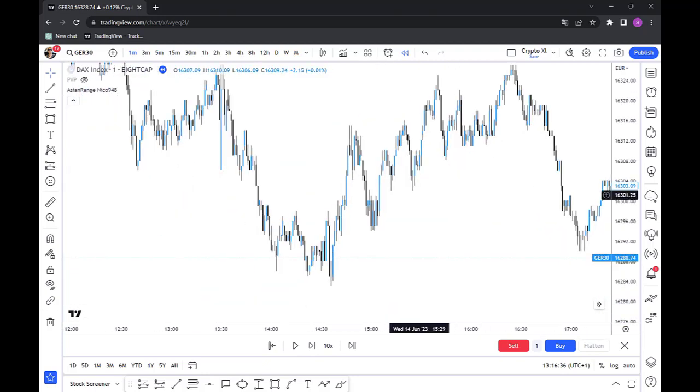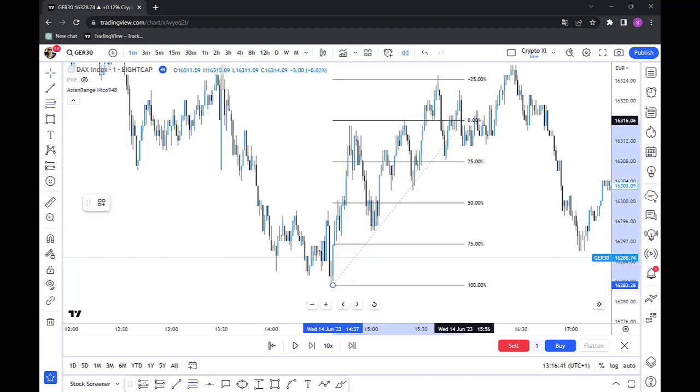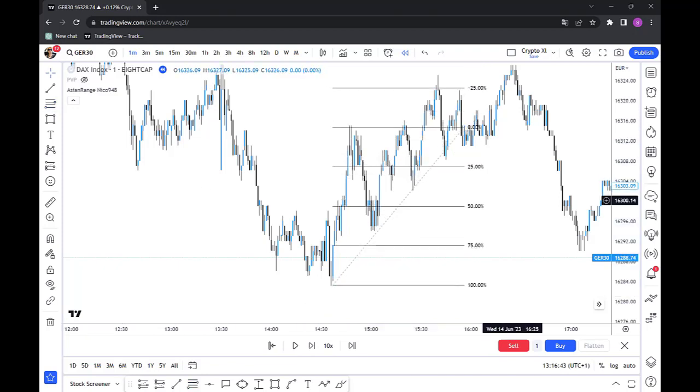And as you can see, sometimes the price just doesn't arrive here, but it's not important. Maybe the price here arrived at around 61.8%, but it's not important. If the price reacts in this zone, I don't care. I just don't take the trade.